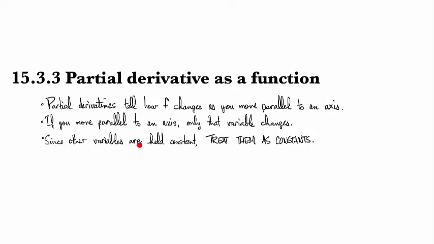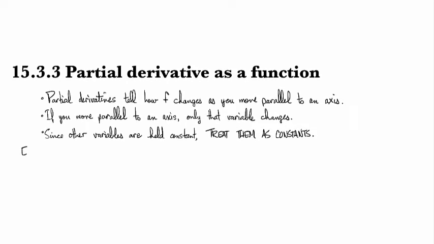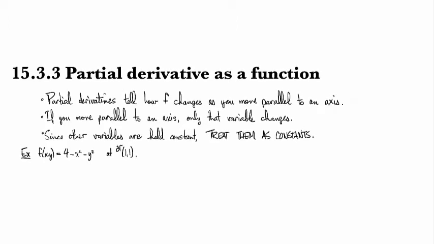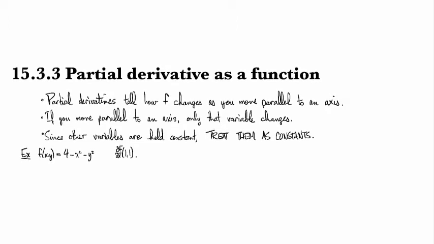So since the other variables are held constant, treat them as constants. And when I say treat them as constants, I mean in the calculation. So let's look at the example that we had before of 4 minus x squared minus y squared, and we'll compute its partial derivative at the point 1, 1. Okay, so that's what we're going to compute.